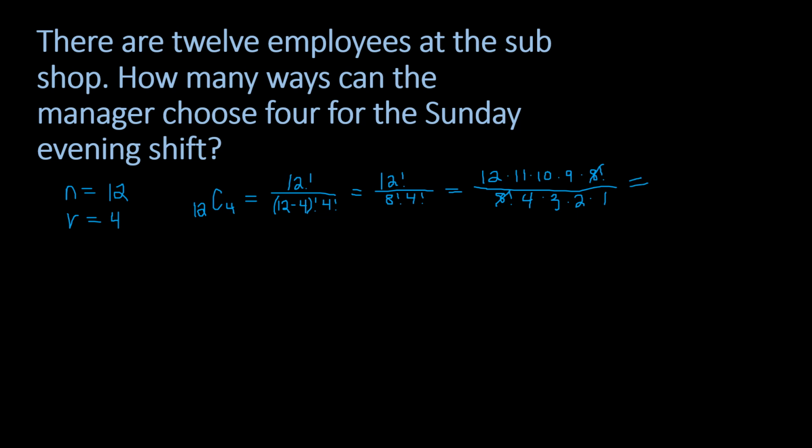Okay, so in the top we have 12 times 11 times 10 times 9. So 11,880 over 4 times 3 times 2 times 1 we already found was 24. Okay, so let's go ahead and divide 11,880 divided by 24. And we're going to get 495.